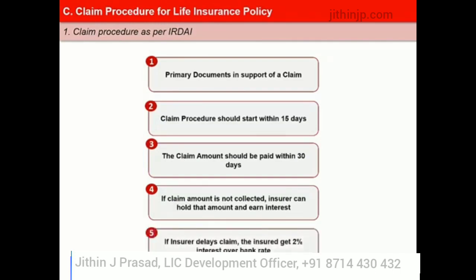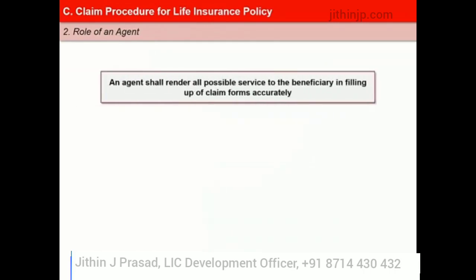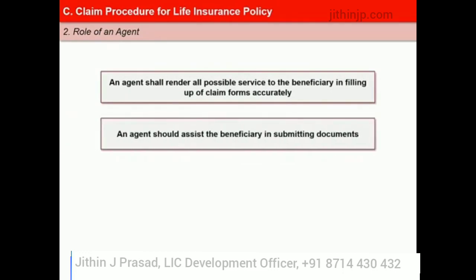And fifth, where there is a delay on the part of the insurer in processing a claim for a reason other than the one covered by Sub-Regulation 4, the life insurance company shall pay interest on the claim amount at a rate which is 2% above the bank rate prevalent at the beginning of the financial year in which the claim is reviewed. An agent must help the nominee or legal heir or the beneficiary in filling up of claim forms accurately and assisting in submission of these at the insurer's office.